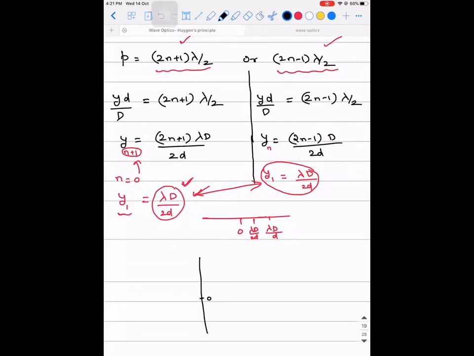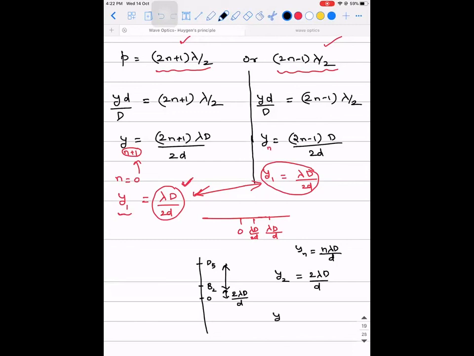Okay. So what is the question? What is the distance between the second bright fringe and fifth dark fringe? So for bright fringe, there is no issue. How will you find the second bright fringe? Yn is equal to n lambda into capital D by small d. So Y2 will be equal to 2 lambda into capital D by small d. Means you already know this distance, that is 2 lambda D by small d from the central spot. Accepted.